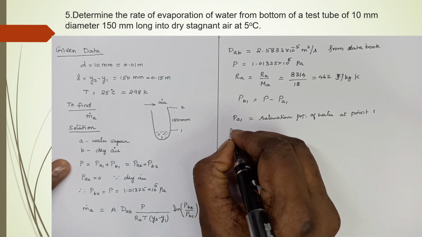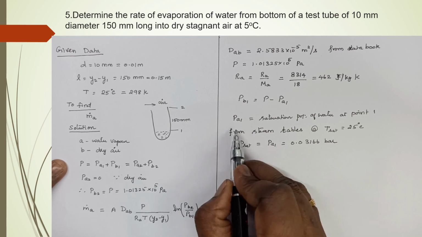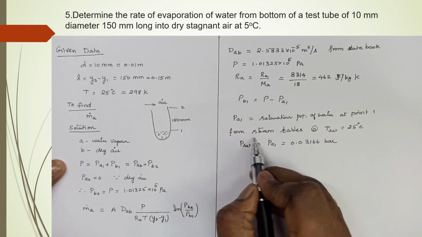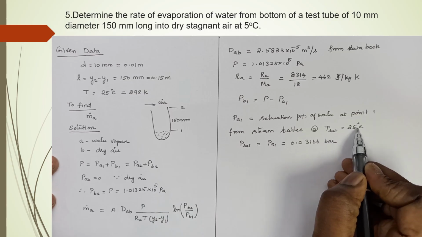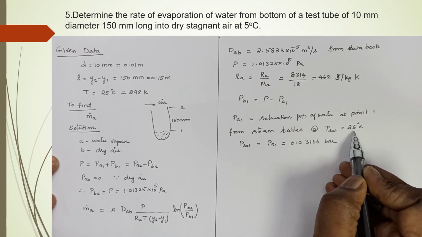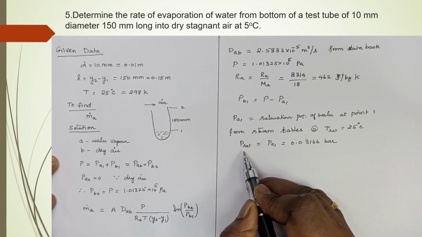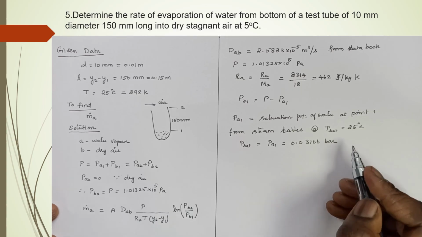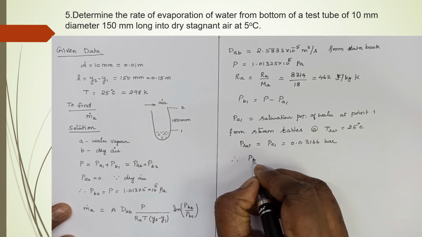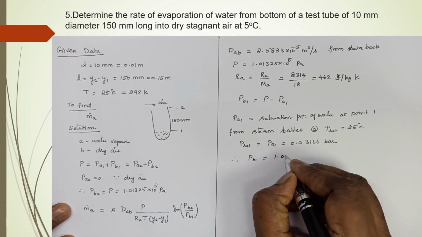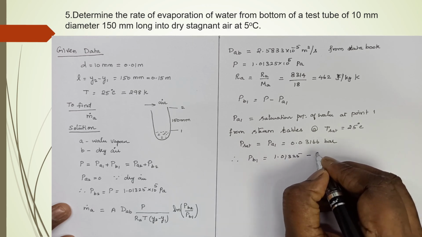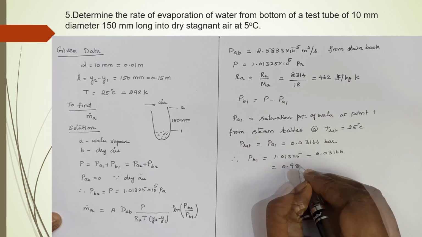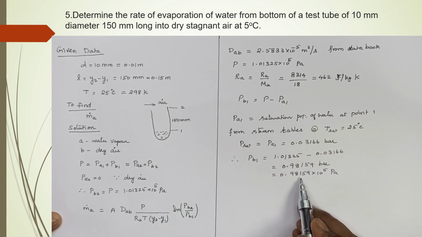So from the steam tables we can find it, since we know the saturation temperature, 25 degrees Celsius. At 25 degrees Celsius, from the saturation pressure table, PA1 is equal to 0.03166 bar. Therefore PB1 is equal to 1.01325 minus 0.03166, equal to 0.98159. So PB1 is 0.98159 into 10 power 5 Pascal.